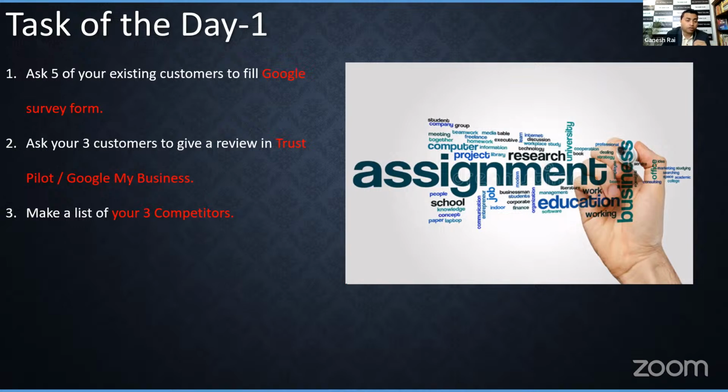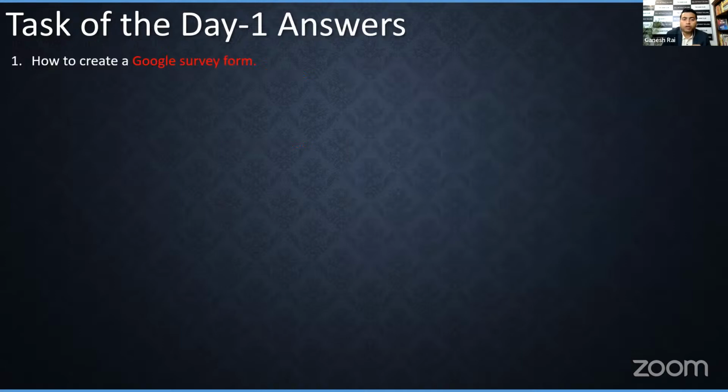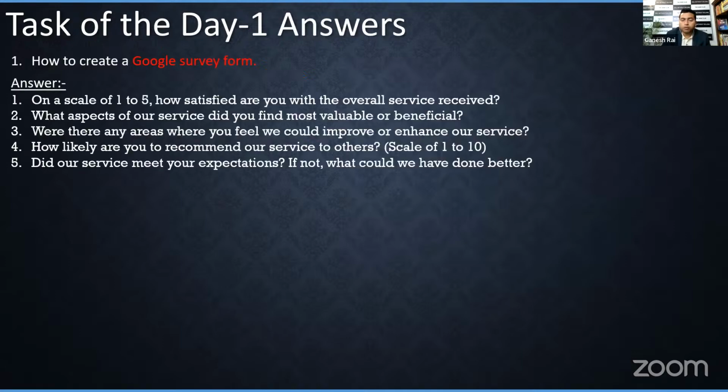Second assignment, we are going to discuss the Trustpilot and GMB. It is very, very important to have any of these platforms for your review system. Third assignment will be 3 competitors. Okay. So number 1, survey form. You need to create the survey form online, and these are the questions you need to type. Let me show you how quickly you can create your own Google form by sharing my screen.